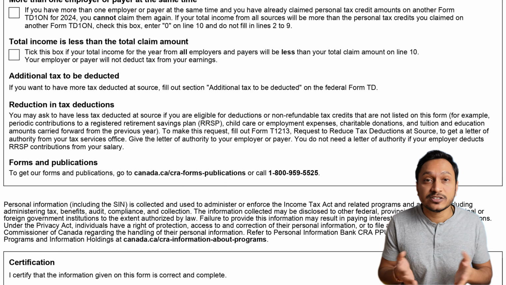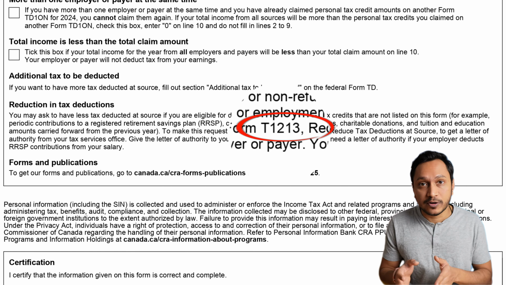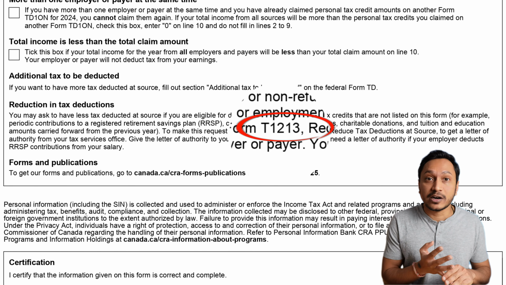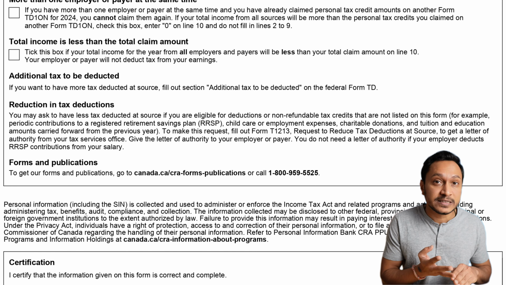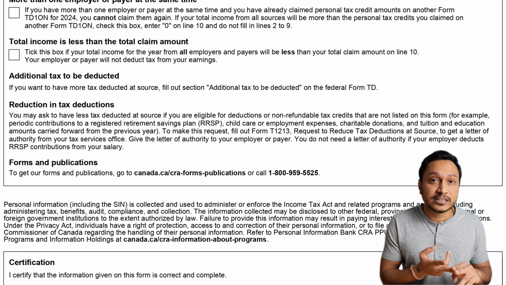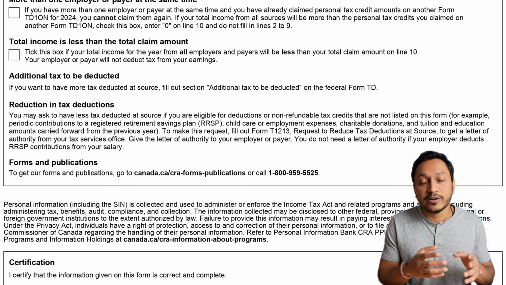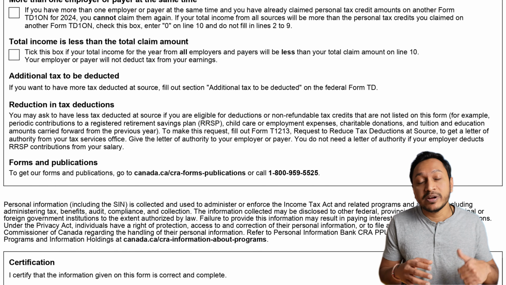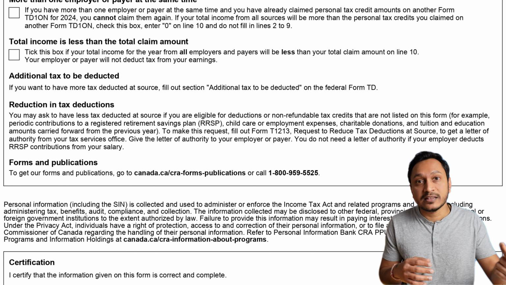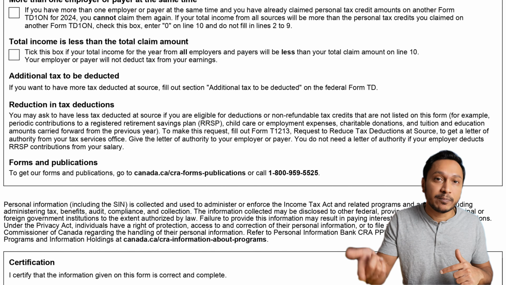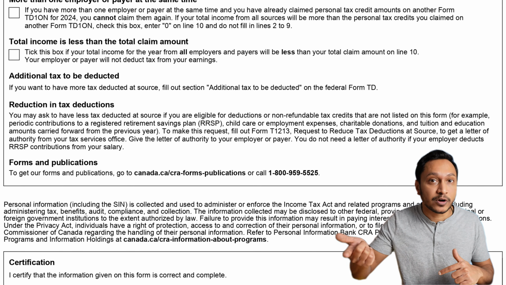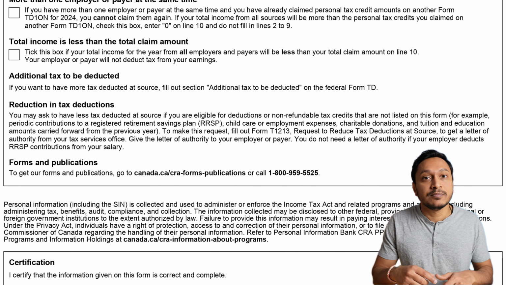The other tax reductions you can do is through the T1213 form, which means if you have any other credits which are not covered here, which includes the RRSP, child expenses, and other employment expenses or charitable donations, you can fill out this form called T1213, submit it to the CRA, they will validate it, send the numbers back to you, and then you can give it to your employer so they can reduce further tax from your salary. To fill out that form in detail, please check out the video here.